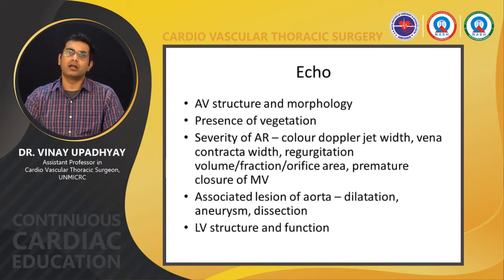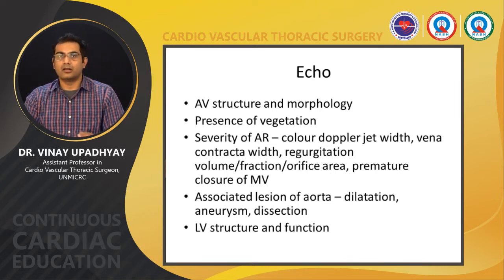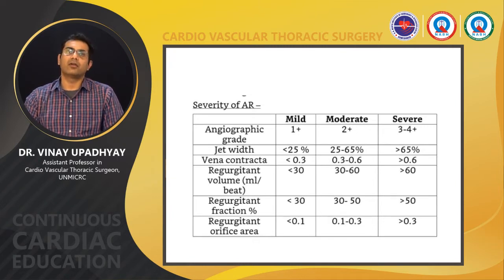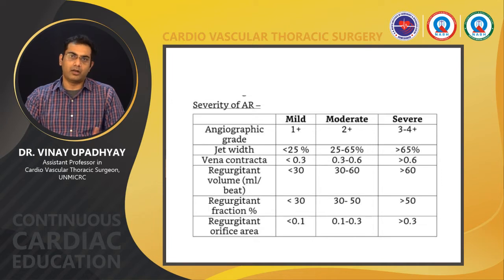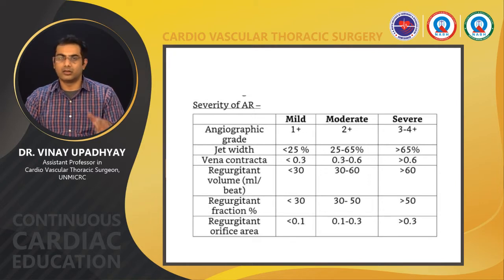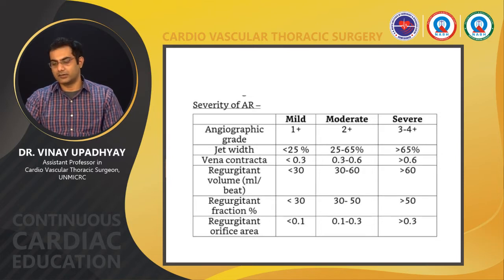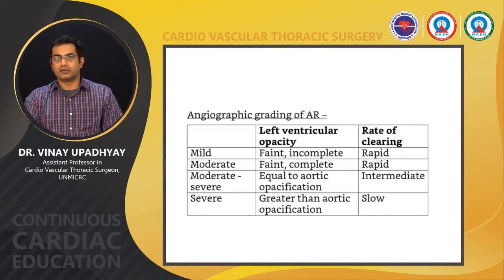We also assess left ventricular structure and function. Echo is the main modality to diagnose and assess aortic regurgitation. It also helps to categorize its severity. This is the classification of AR according to severity. We assess jet width, vena contracta width, regurgitation volume in ml per beat, regurgitation fraction, and regurgitation orifice area. According to these variables, we divide AR into mild, moderate, and severe. Usually, this is the angiographic grading of AR.